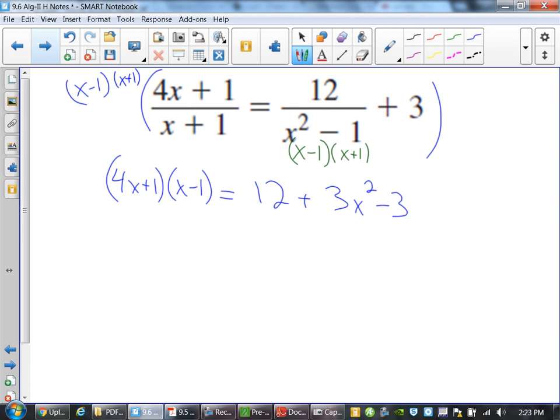What do I have to do on the left-hand side? Foil, yeah. 4x squared minus 4x plus an x, I get minus 3x minus 1 equals 3x squared plus 9.